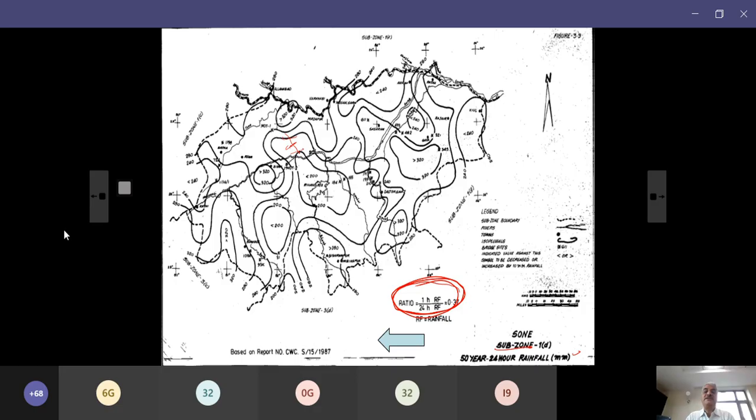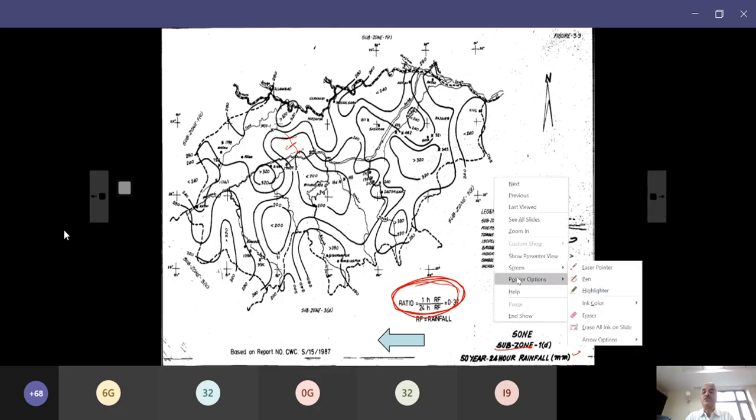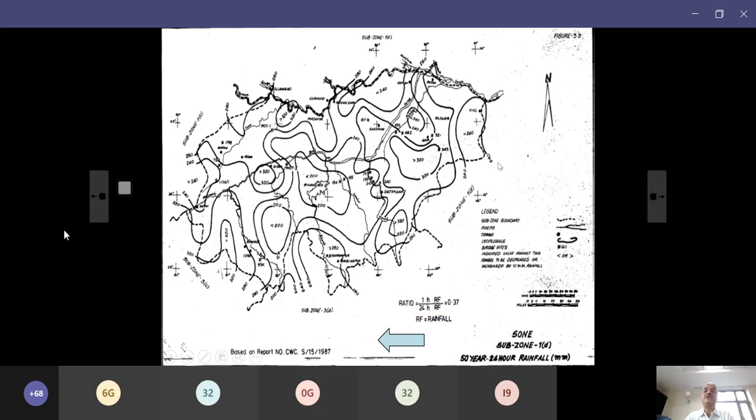So this multiplied by this ratio, you will get the 50 years, 1 hour value. Now somebody asked me this question sometime back: sir, you also gave the 50 years 24 hour rainfall value in figure 1, where we got R, and here also there is a 50 years 24 hours rainfall value. Then what is the difference?